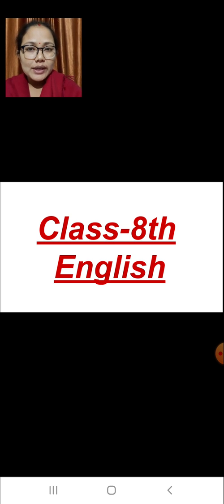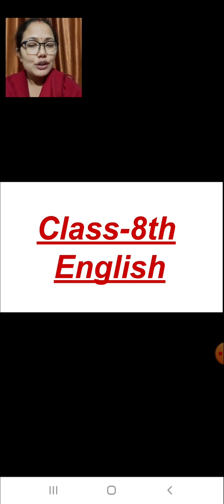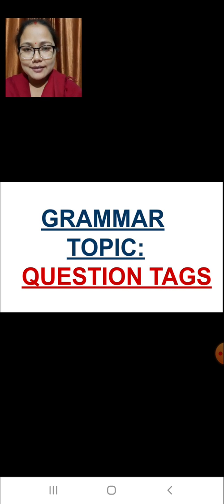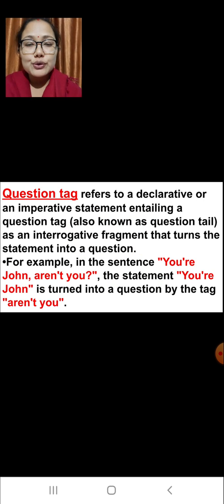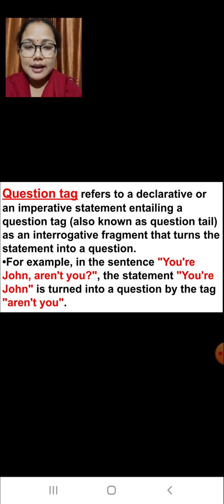Children, in today's online session, we are going to start with a new topic of grammar, that is question tag. So, children, what is a question tag? Here is the definition of question tag. It refers to a declarative or an imperative statement entailing a question tag, also known as question tail, an interrogative fragment that turns the statement into a question.